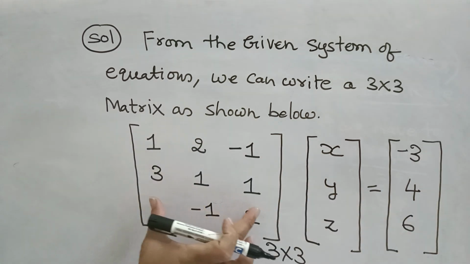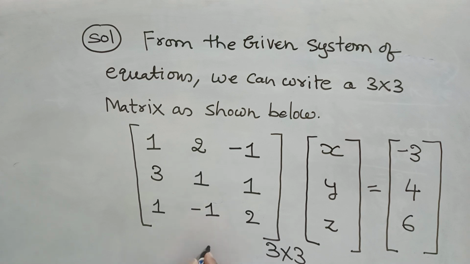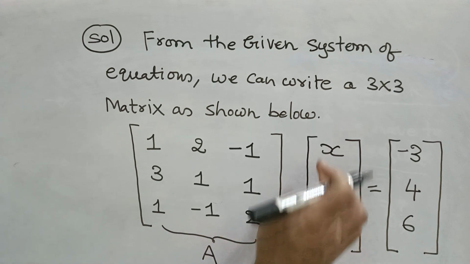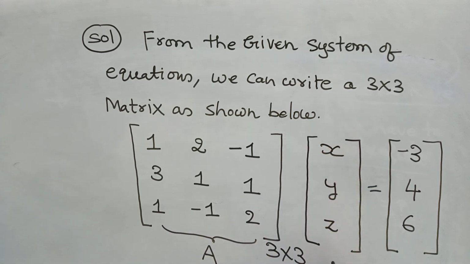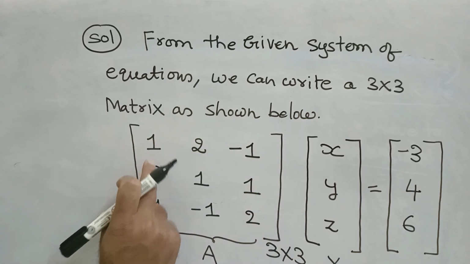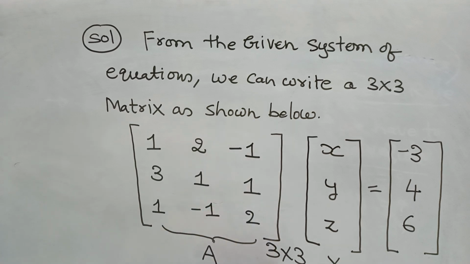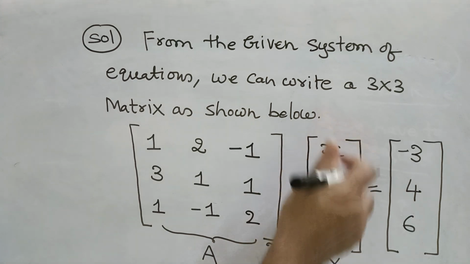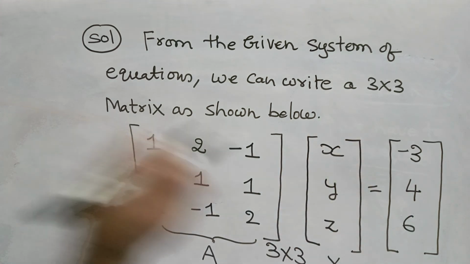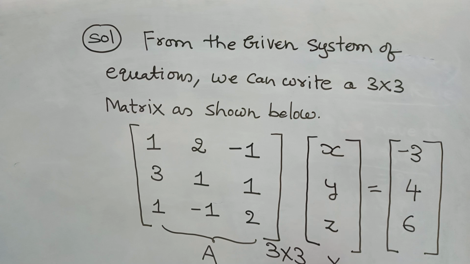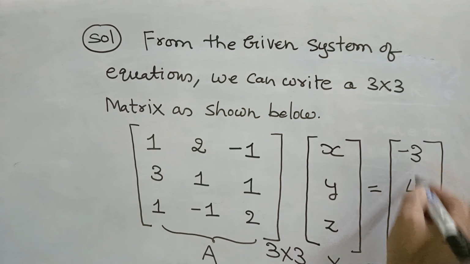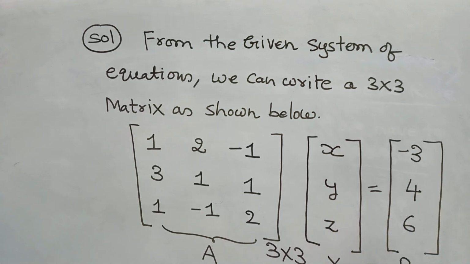Therefore, let us consider this 3 by 3 matrix as A. This x, y, z, you can consider as x, because it is a 3 by 3 matrix, with 3 rows and 3 columns. Coming to this x, y, z, these are the variables actually. That is why I am writing it as x, and is equal to, this is the constant, you can consider it as b.